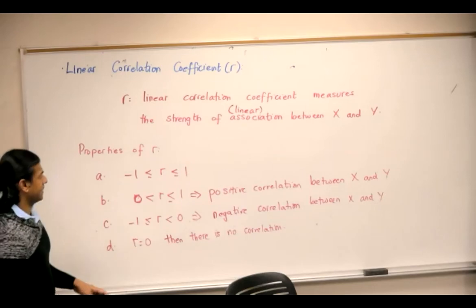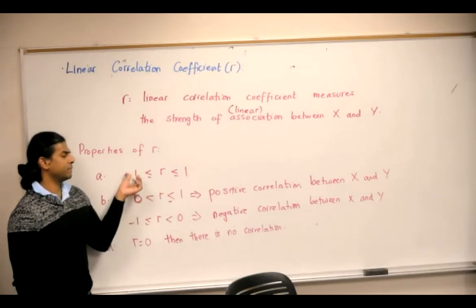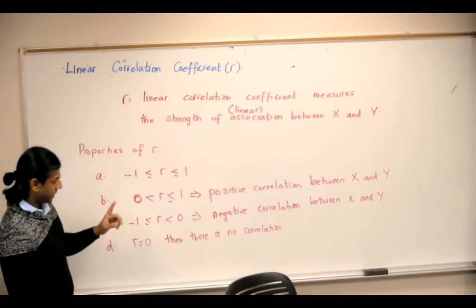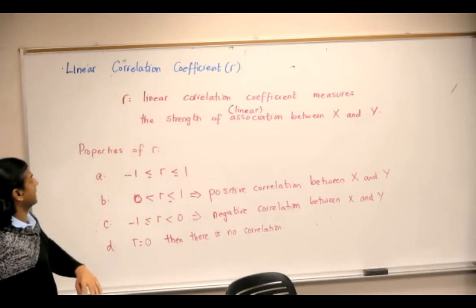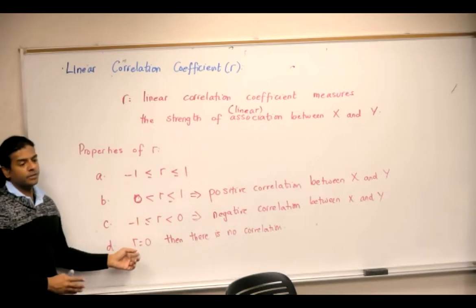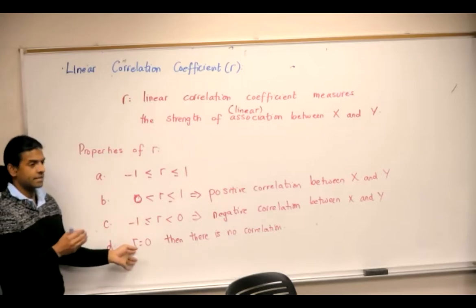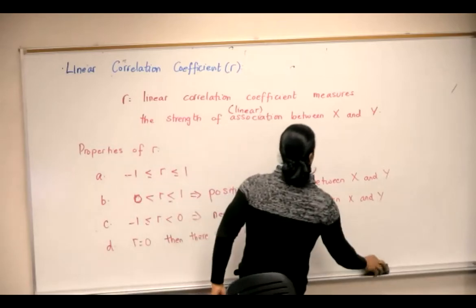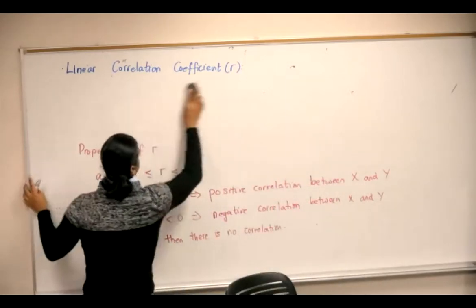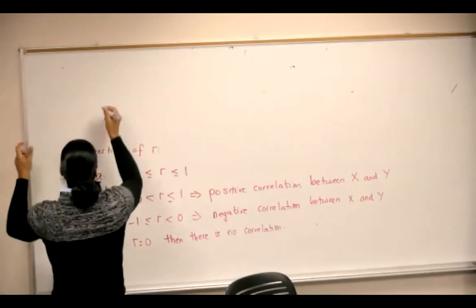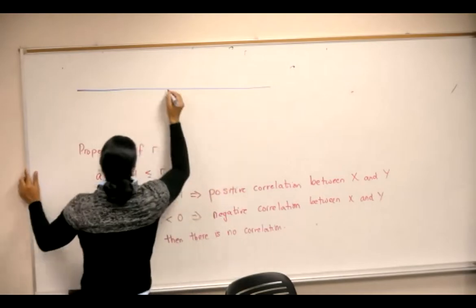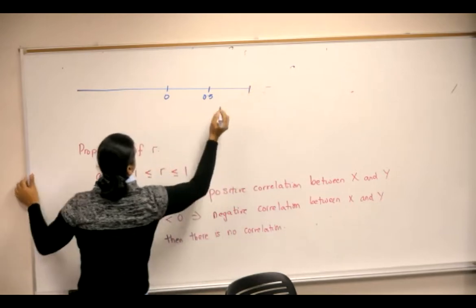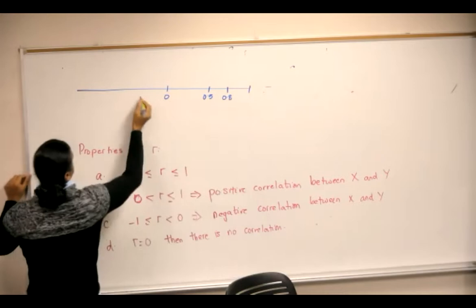From a practical standpoint, R could almost never be exactly equal to -1 or 1. It's always going to be between them. I'll show you a case where it will be exactly equal to 1. Likewise, R will not be exactly equal to 0 in most cases, but it will be very, very close to 0. So I can draw this simple picture.